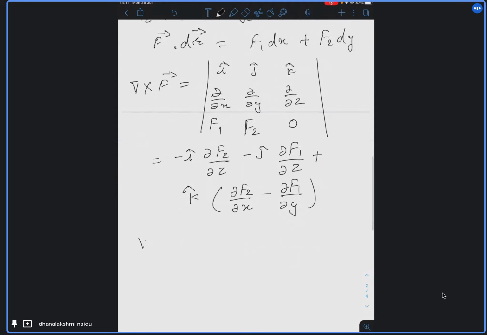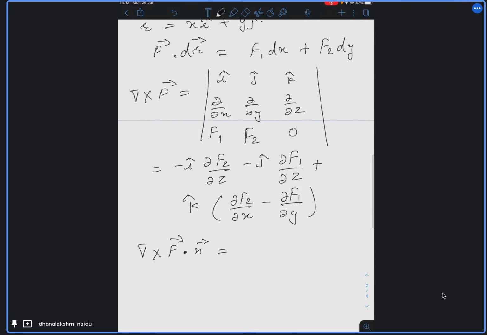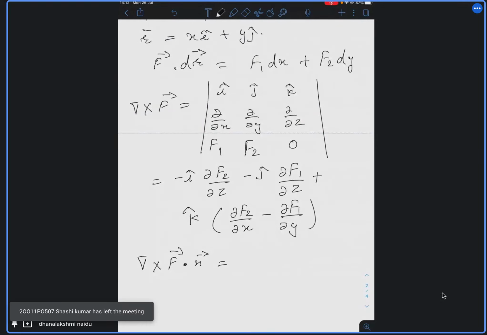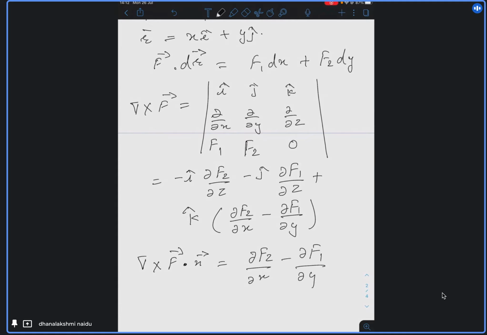Now what do you need to calculate? Del cross F bar dot n bar, this value you have to calculate. And what is your n bar? K cap. So when you take the dot product of del cross F bar with this whole thing, you will only get dou F2 by dou X minus dou F1 by dou Y. So even if you remove this 0 and substitute F3 also, there won't be much difference here, because you are still going to get this itself.